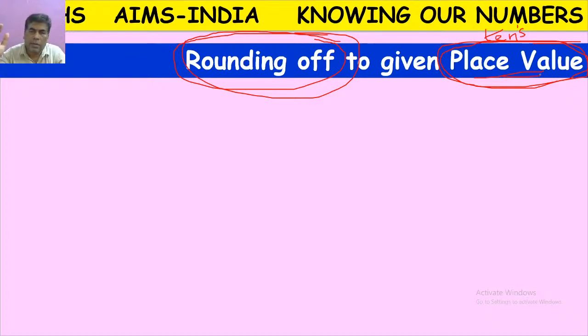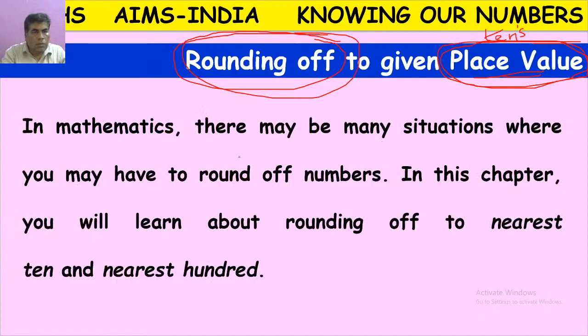According to the question, we have to give the answer, because this rounding off concept depends on the place value. If they ask the tens place, then the answer will be different. If they ask the hundreds place, then the answer will be different. So according to the question, we have to move forward. We will come across so many situations in our real life where we have to round off the numbers.